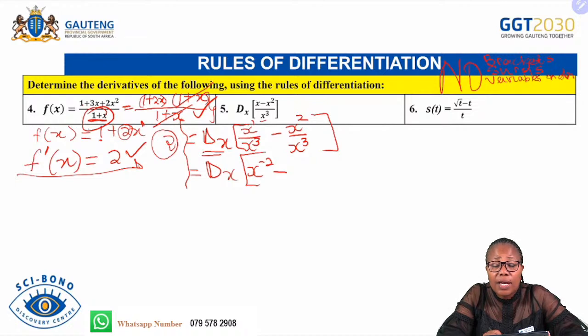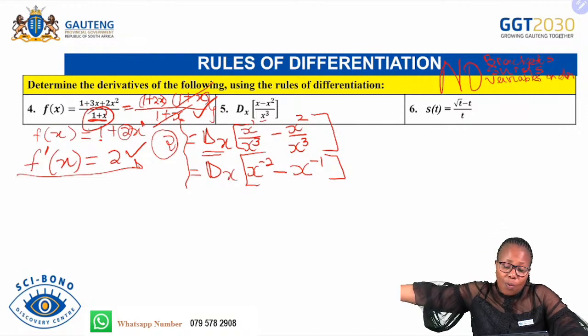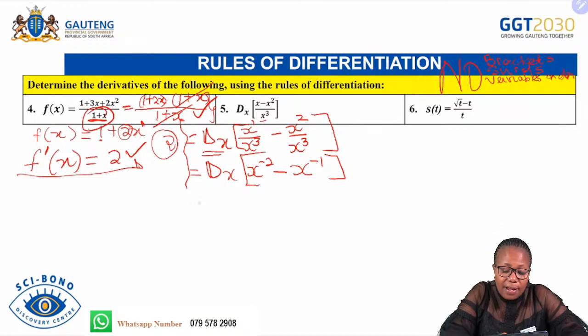And then here again, you have x to the power 2 over x to the power 3. Same base, you take one base, 2 minus 3 because we are dividing. That is minus 1. Happy now, everything is on one line. We can now start deriving.